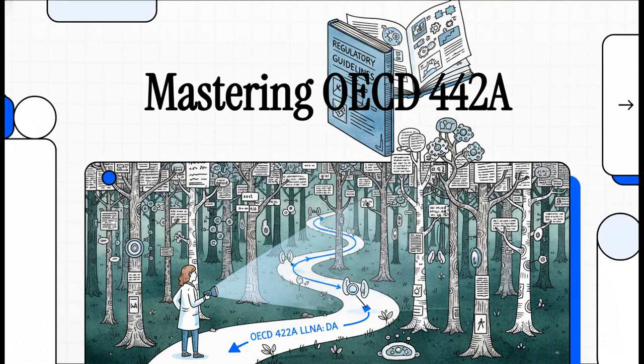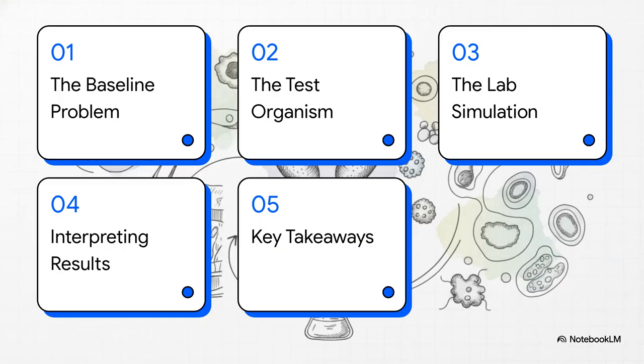This explainer gives you the exact blueprint you need to not just pass, but absolutely nail the local lymph node assay, specifically the DA variant. So let's get focused and dive right in. Here's a quick look at our game plan for this explainer. We'll start with the baseline problem, look closely at our test organism, run through a lab simulation, figure out how to actually interpret those results, and wrap up with some key takeaways you'll definitely want for the test.